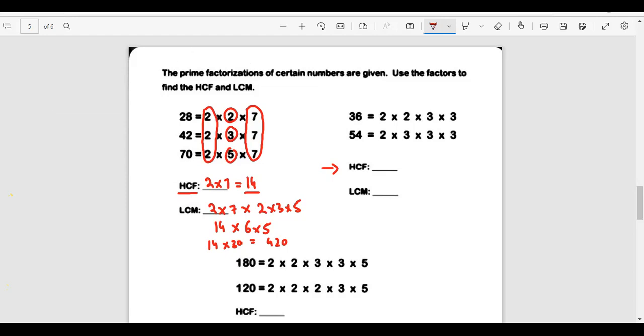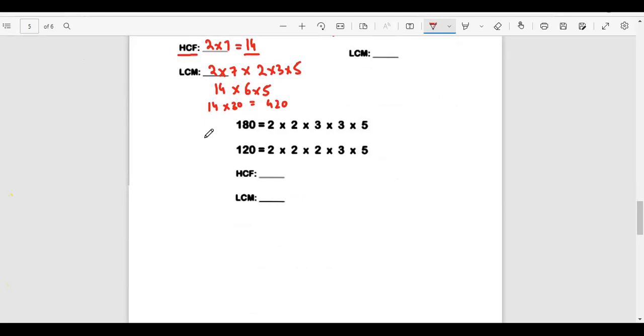Yes, Kabir, are you done? No, ma'am, just the last calculation. Sure. Ma'am, I've got the answer. All right, okay. And what are your answers? Ma'am, HCF is 18 and LCM is 108. Excellent. Very well done. Very good. Can you try this one as well? 180 and 120. Okay, ma'am, I'll try it.